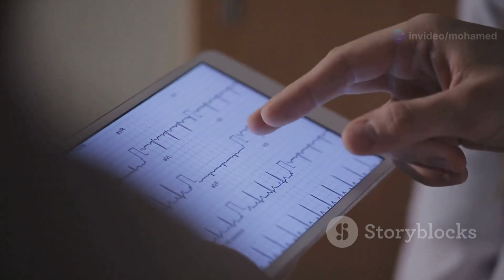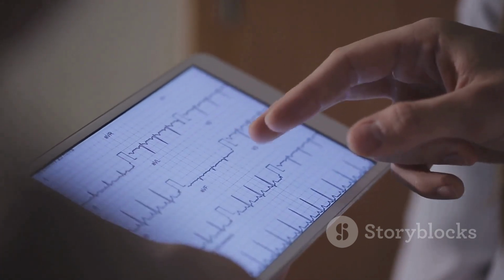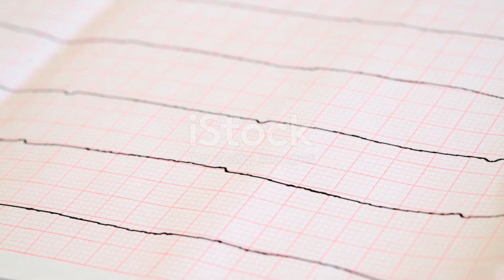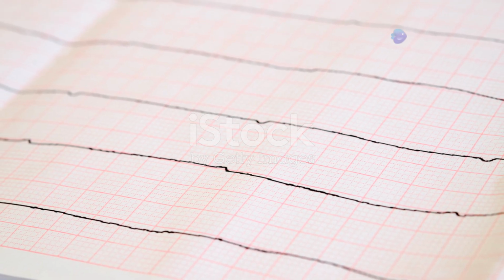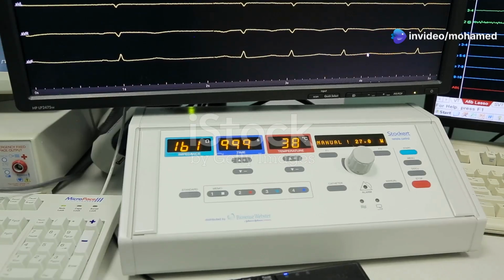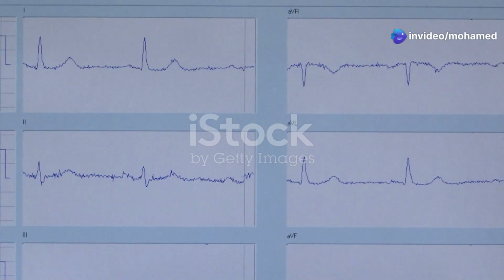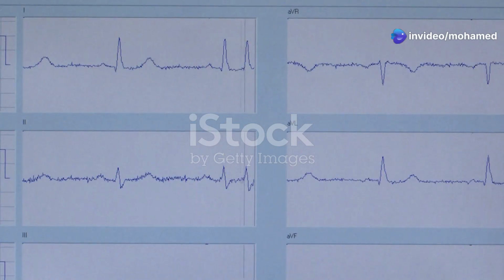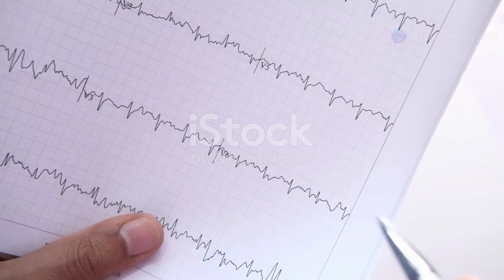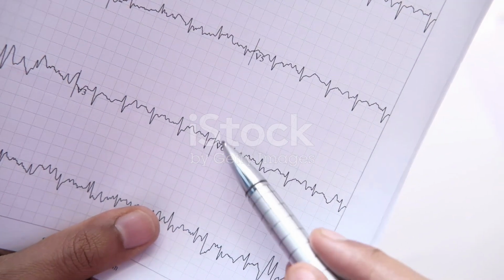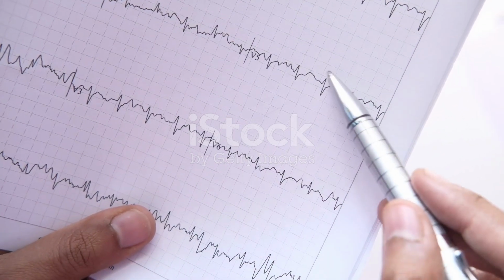Section 7: Intervals and segments, measuring the heart's rhythm. In addition to the waves, ECGs also have intervals and segments. Intervals measure the time between different waves. Segments measure the duration of specific electrical events. The PR interval measures the time it takes for the electrical impulse to travel from the atria to the ventricles.